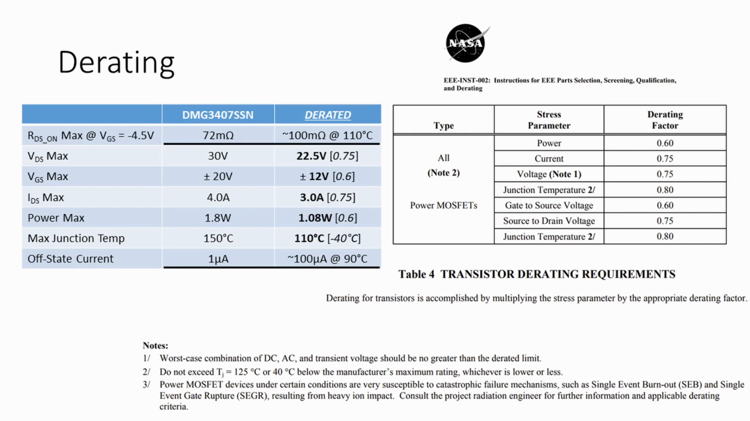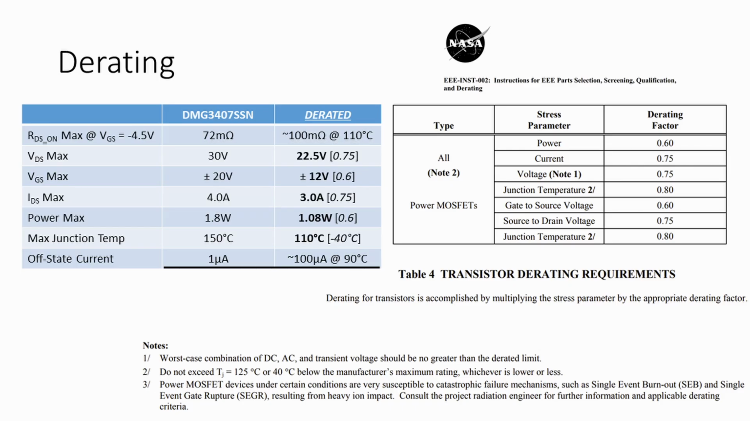The RDS on value increases with temperature, so it has a positive temperature coefficient. And there's always a plot in the datasheet that shows normalized resistance versus temperature. This factor was around 1.4 at 110 C for this part, so 100 milliohms will be the worst case RDS on for the FET at temp.